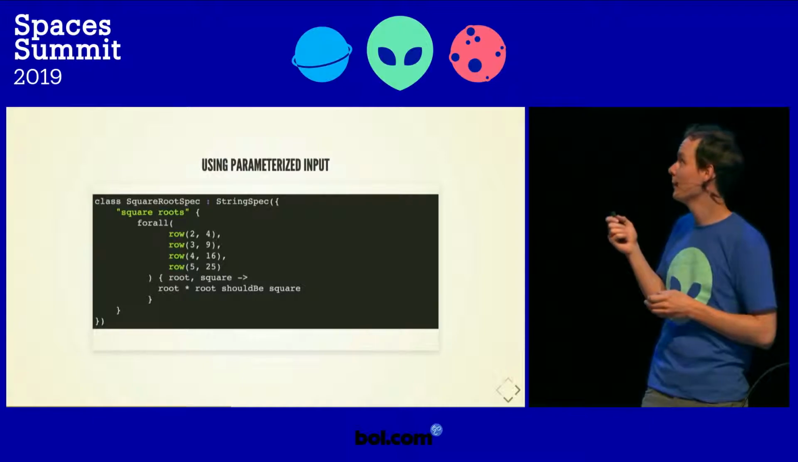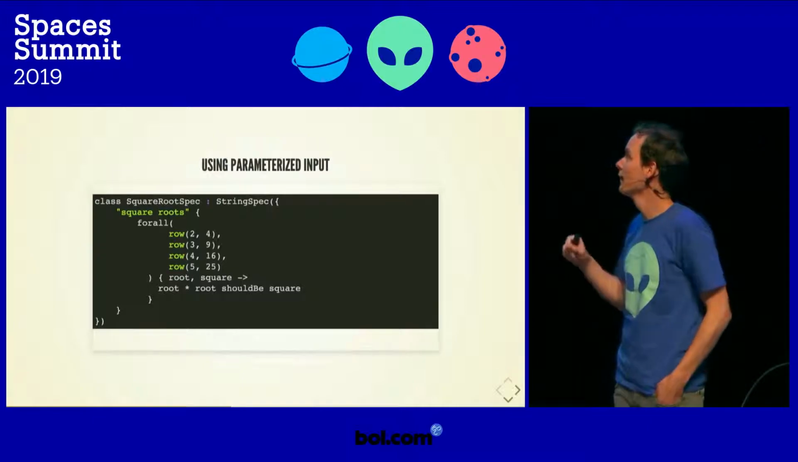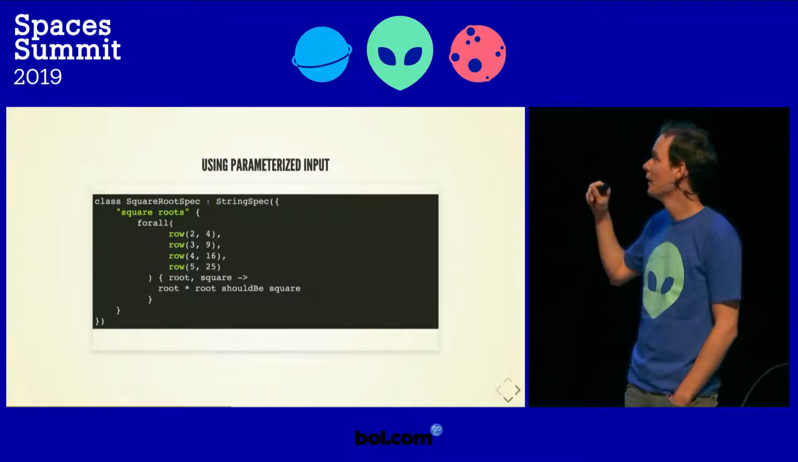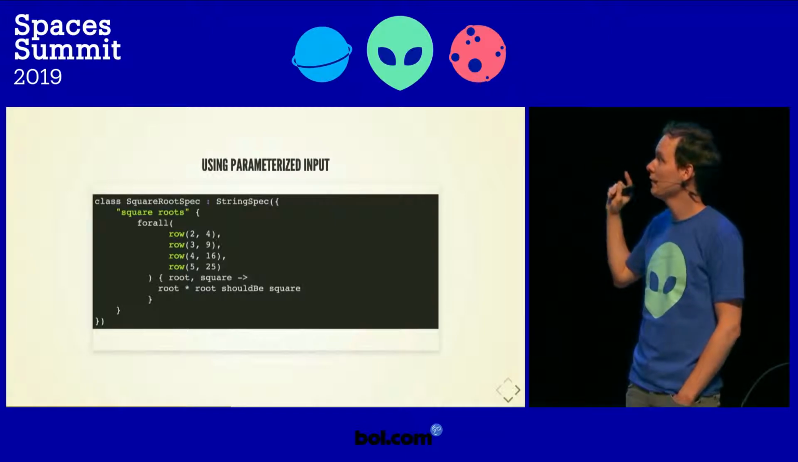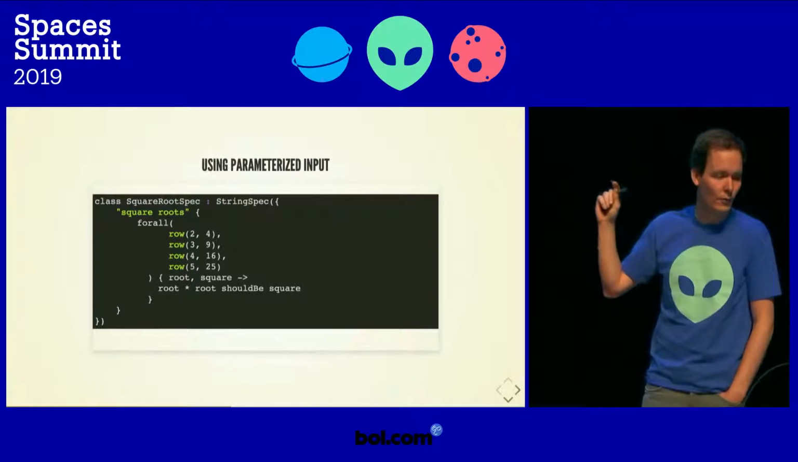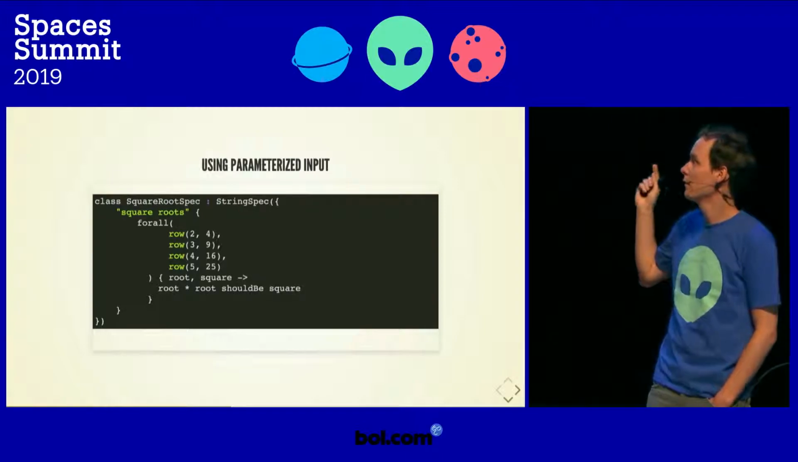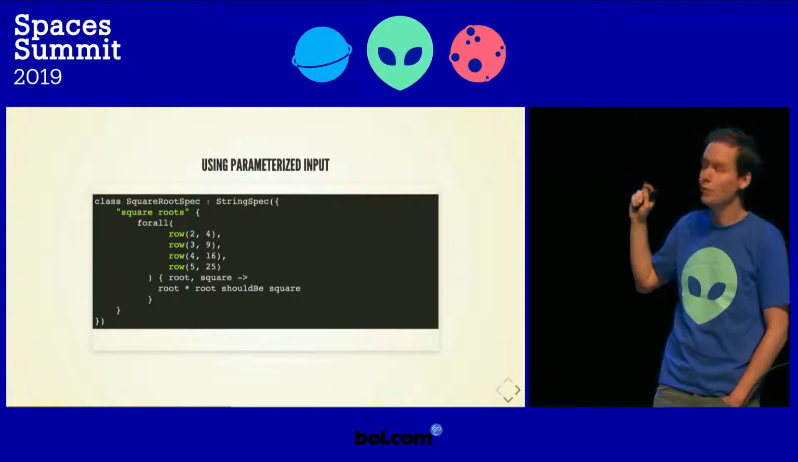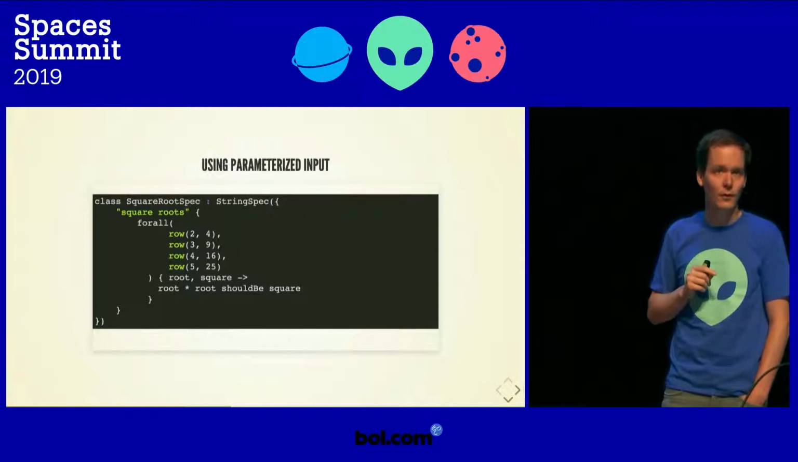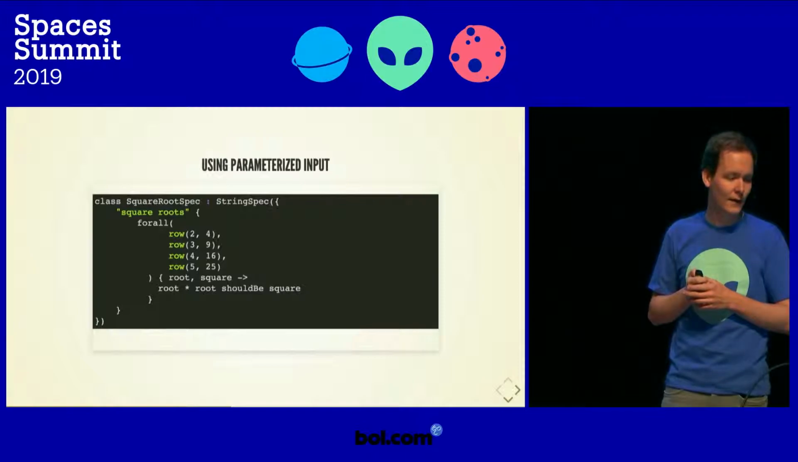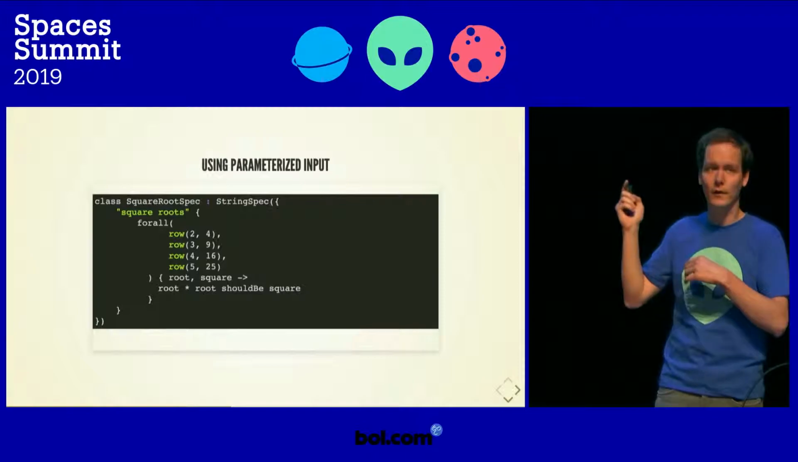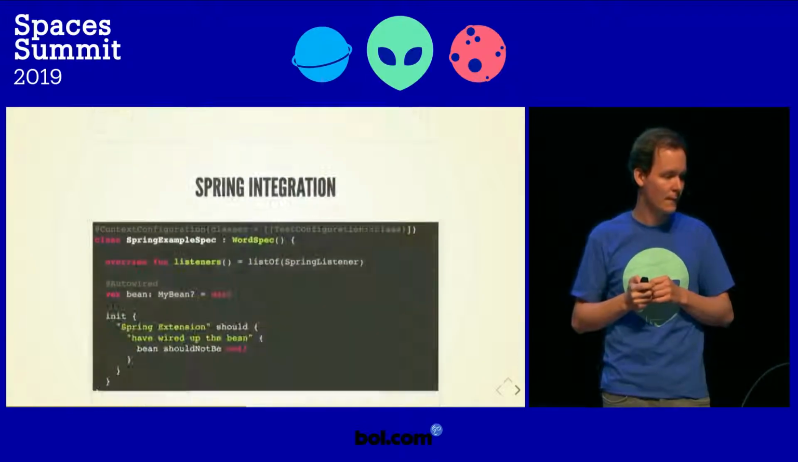You can actually do parameterized input as well in Kotlin test. For us, we do this a lot in our team, using the forAll construction. In this example, for each of the rows in this forAll, the test will be executed. So for instance, for row 2, 4, the root will be 2, the square will be 4, and we will assert if 2 times 2 equals 4. And this one you can actually use in all the different testing styles, which I've just shown.